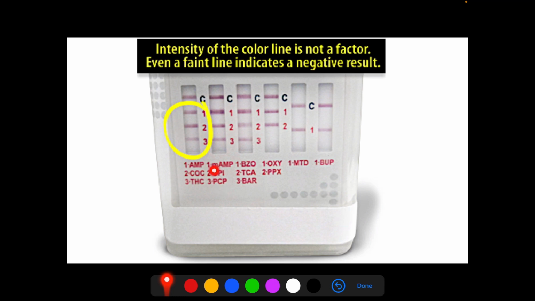Also this one. These are the drugs. For this one, also negative because it has these lines. And for this one, it doesn't mean that it's positive for the third drug because there are only 2 drugs used here. So it's negative for this drug and this drug, and it's also valid because it has a control line. In this case, only 1 drug is tested and it's also negative.